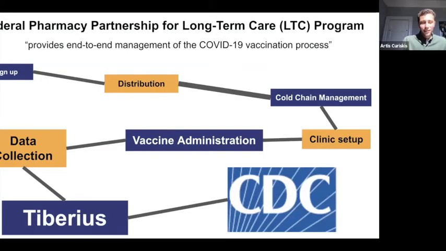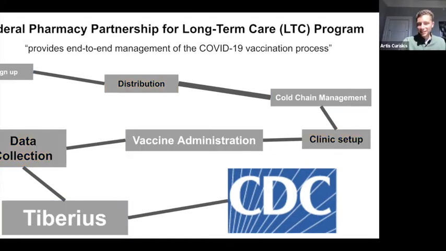So luckily, there is a wonderful program that was built up called the Federal Pharmacy Partnership for long-term care facilities, and it provides end-to-end management of COVID-19 vaccination information. And through this, what was supposed to be one pipeline has somehow also built out 3 different potential data sets. So I'm going to walk through, starting from the back end with CDC and working backwards, what data is available, where that data is coming from, and then what at the end you can use to try and match up everything and make more sense of it.